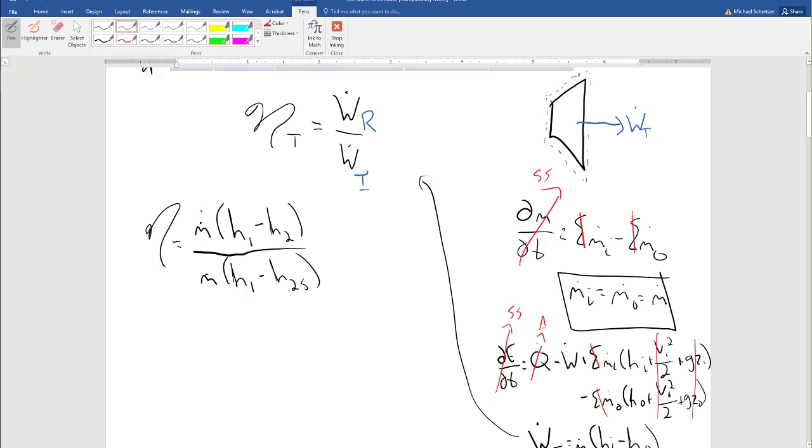Now, the mass flow rate with the real and ideal turbines are the same, right? So here I know that my efficiency equation for the turbine is going to be h1 minus h2 divided by h1 minus h2s.